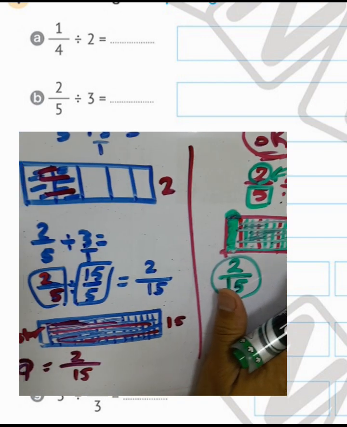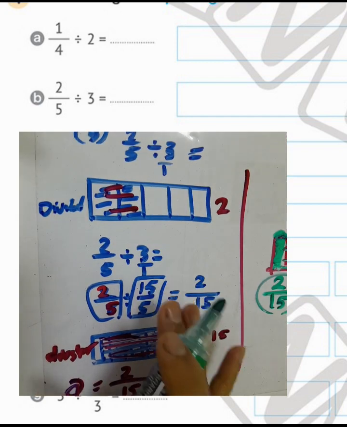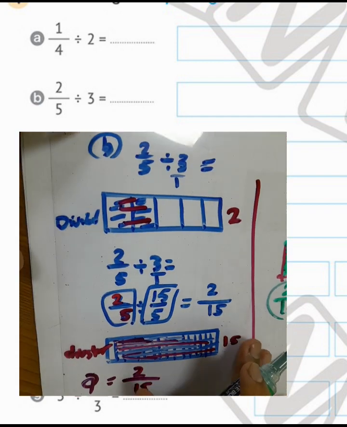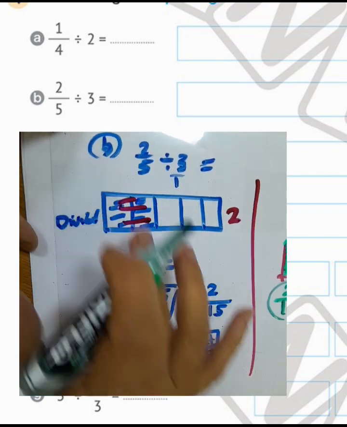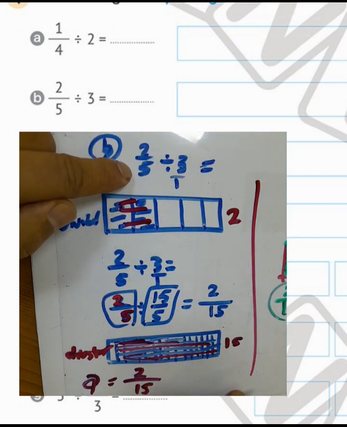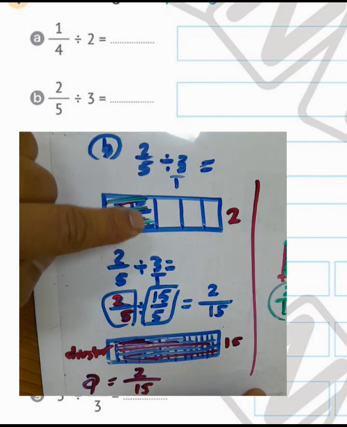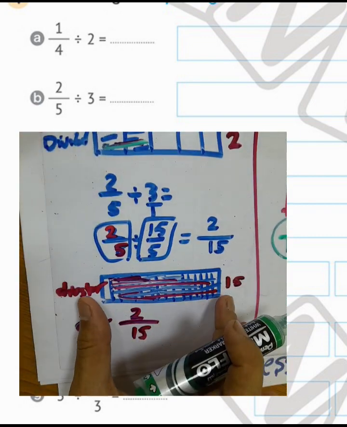Second method. First method here, you can use this method or this method. First method, draw a tab and divide it into 5 parts, and color 2 parts from it. And then draw a new tab.